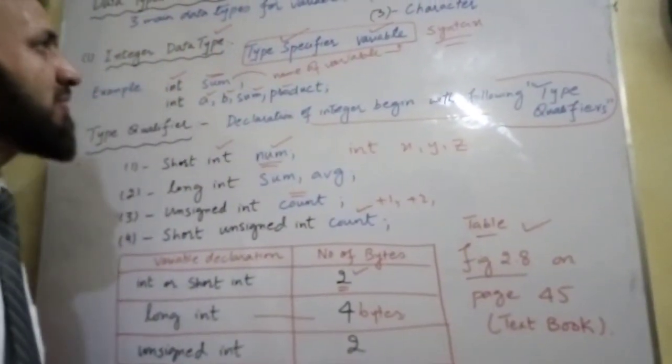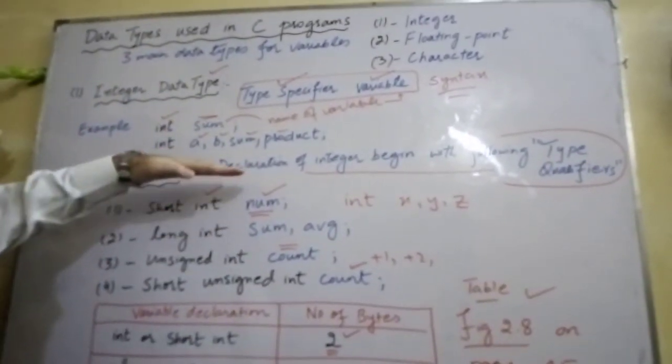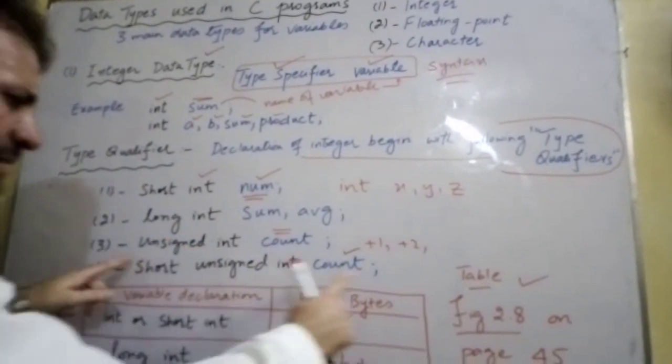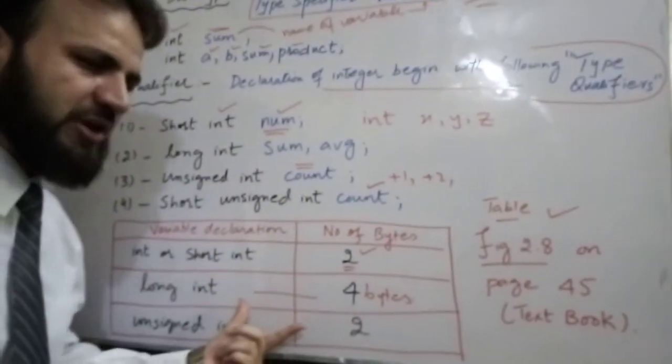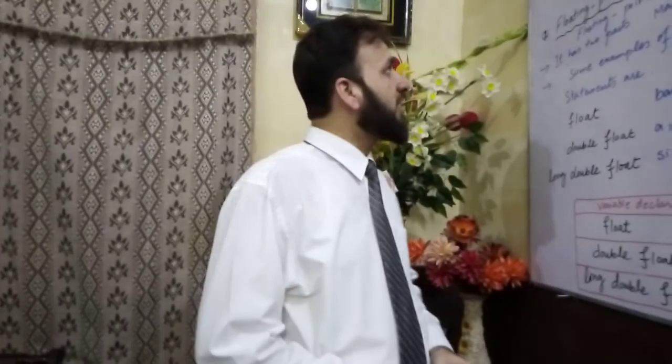Now you have to learn the definition of integer data types and its 4 type qualifiers along with the table which contains the variable declaration and the number of bytes. Okay. Now the second data type is floating point data type.